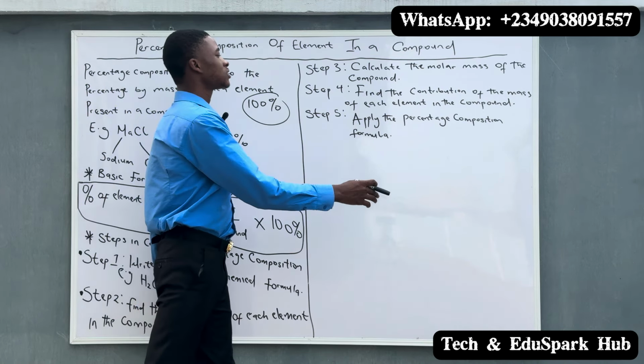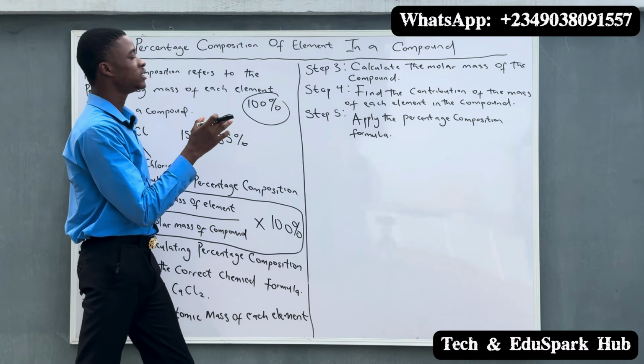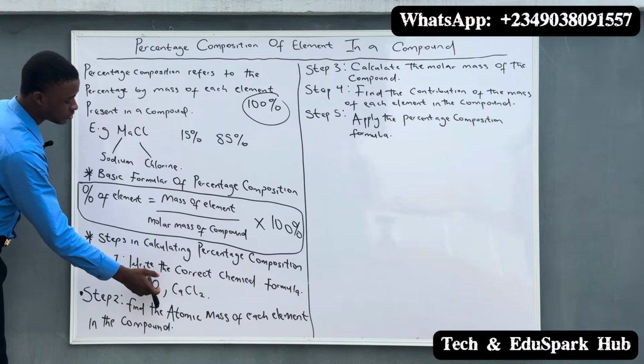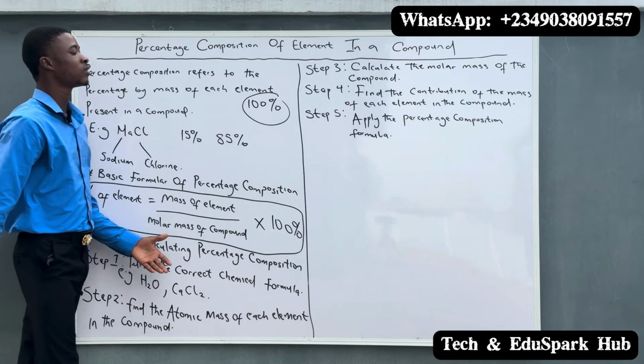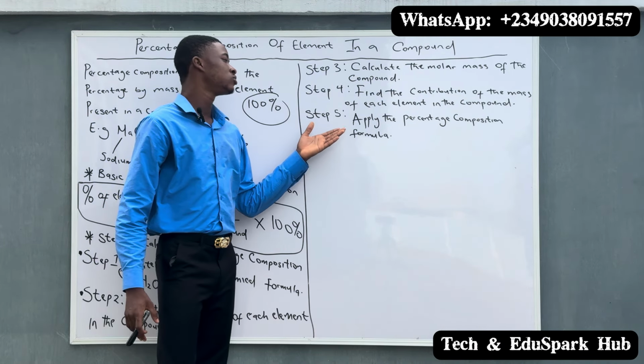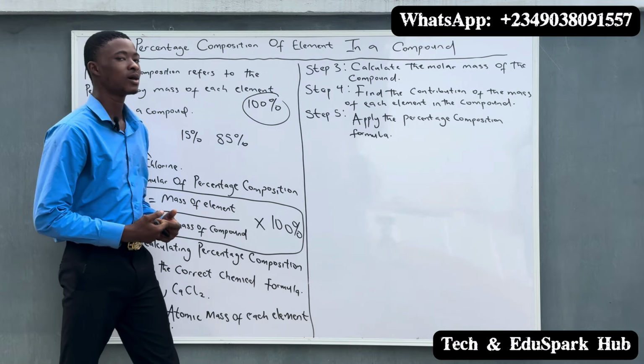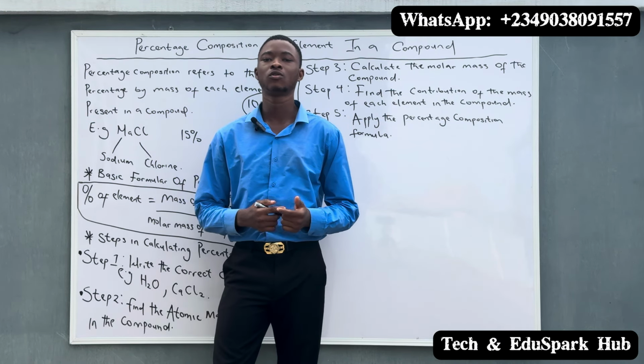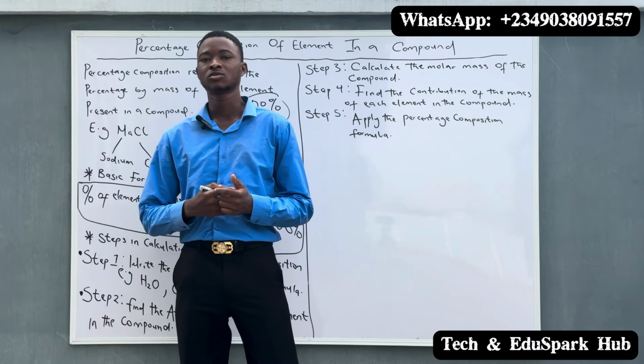The fourth step is to find the contribution of mass of each element in the compound. So you can find the contribution of hydrogen in this H2O, and the contribution of oxygen in this H2O. And lastly, the fifth step is to apply the percentage composition formula. So having known all these steps, let's look at questions under the percentage composition of elements in a substance.